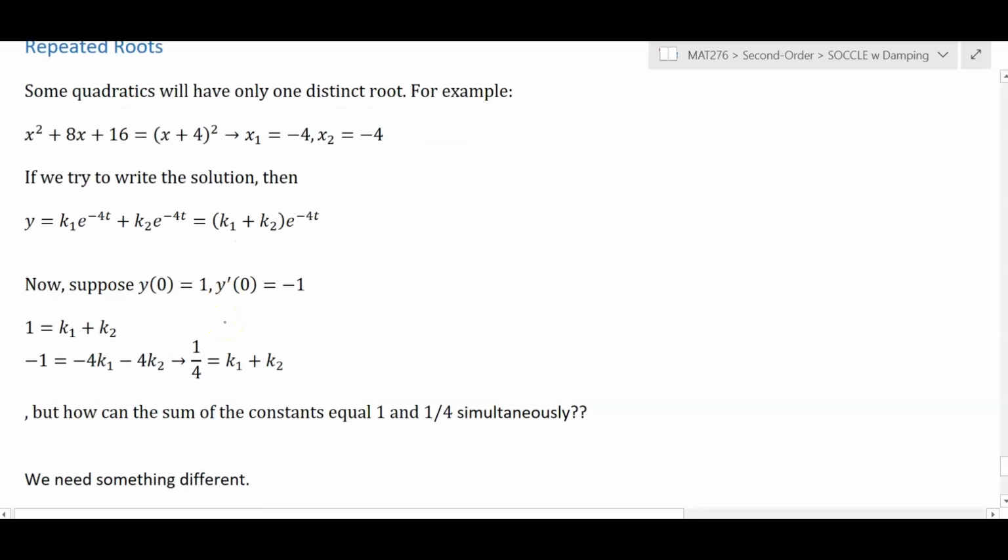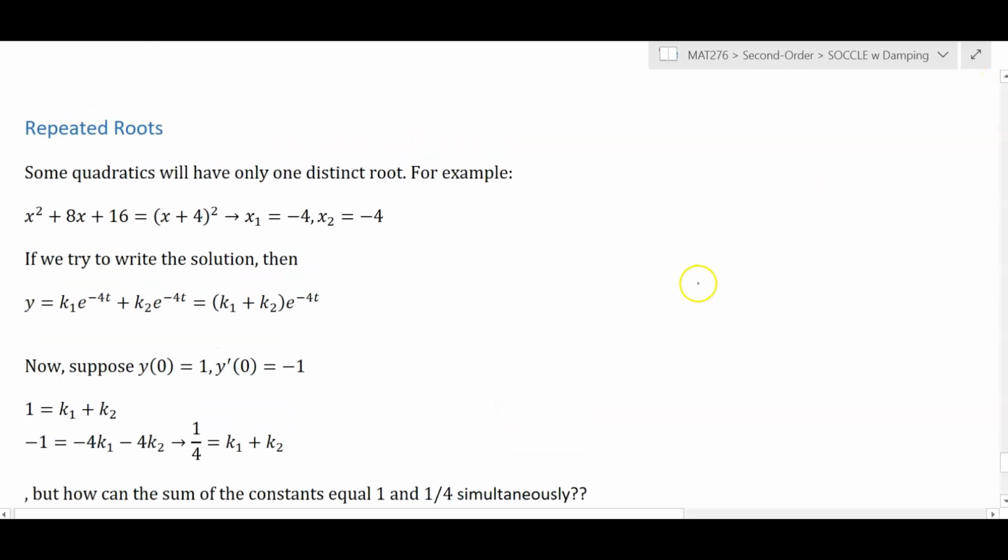A less common situation that we might face, but nonetheless one that might come up, is where we end up with a characteristic polynomial that has repeated roots. Now remember, the characteristic polynomial is just the quadratic equation that we end up with set equal to 0 that we need to find the roots of.